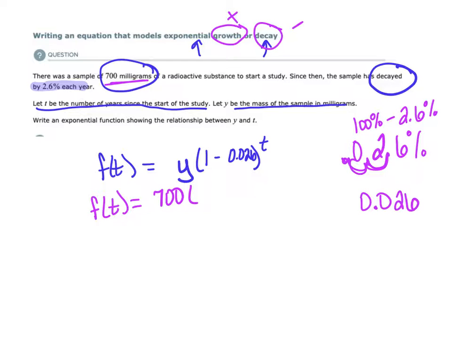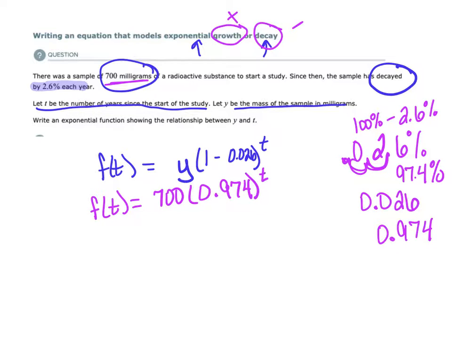97.4. And 97.4 as a percent, and remember, we want everything in decimals, is 0.974. So that's what's going to go right here. And we are going to raise it to the t power. It did not ask for a specific year. It just wanted the equation, and that's the equation right there. We just have to put our t right there.